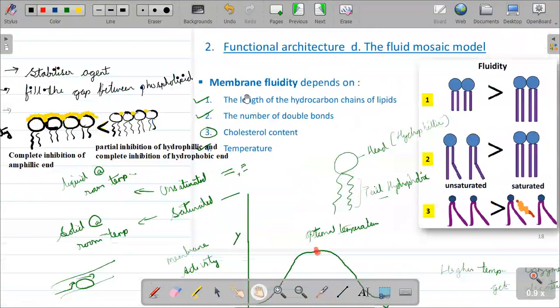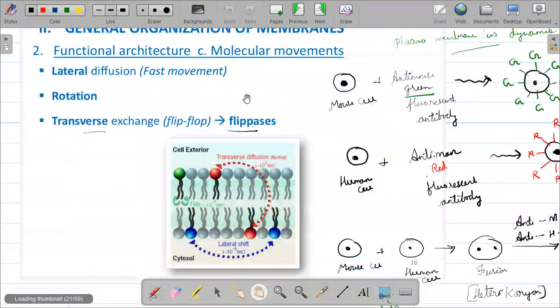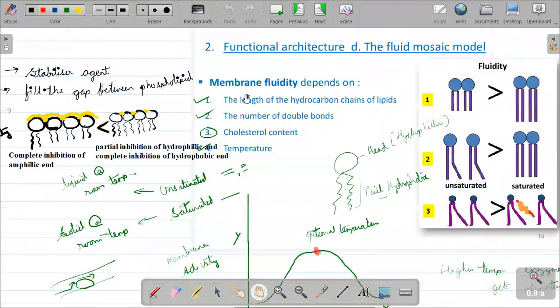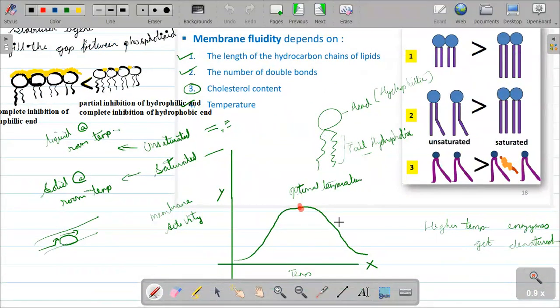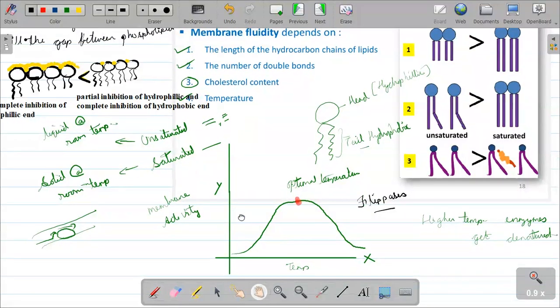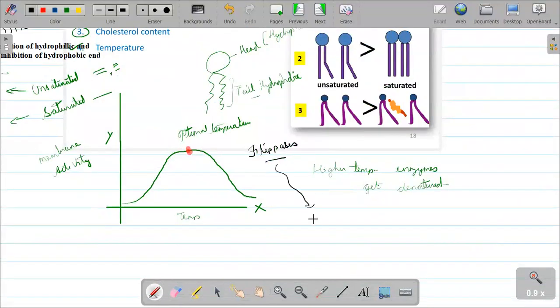Sir, in this case you're talking about enzymes. Mostly the enzyme they're talking about in this case is flippases, sir. Lipases will destroy the lipid, ma, not flippases. I'm talking about the enzyme called flippases. So these flippase enzymes will get destroyed because it's actually an enzyme.